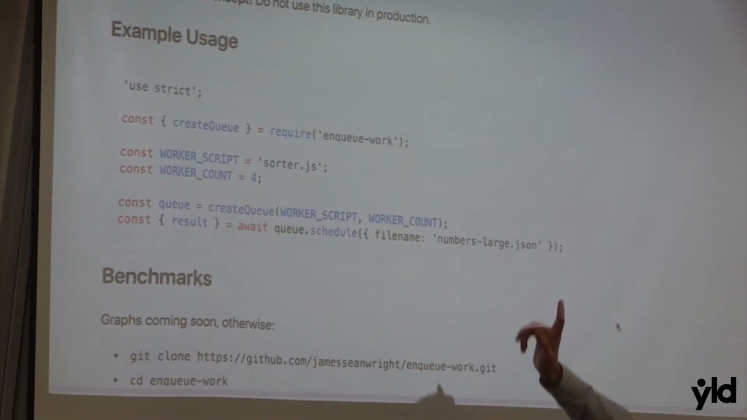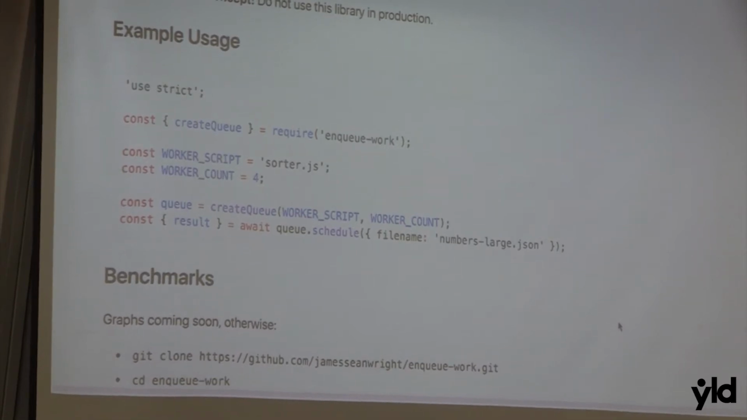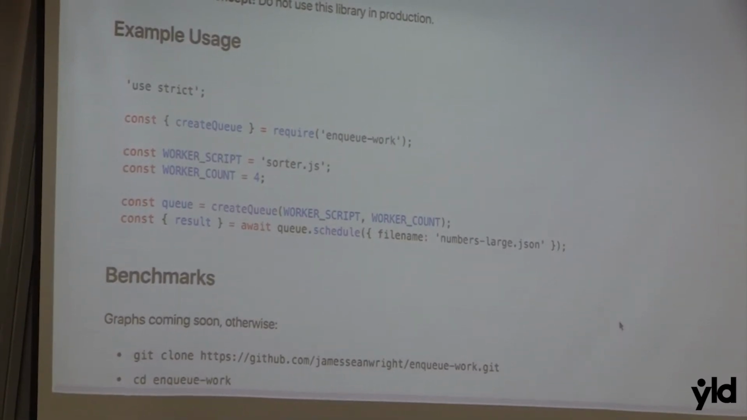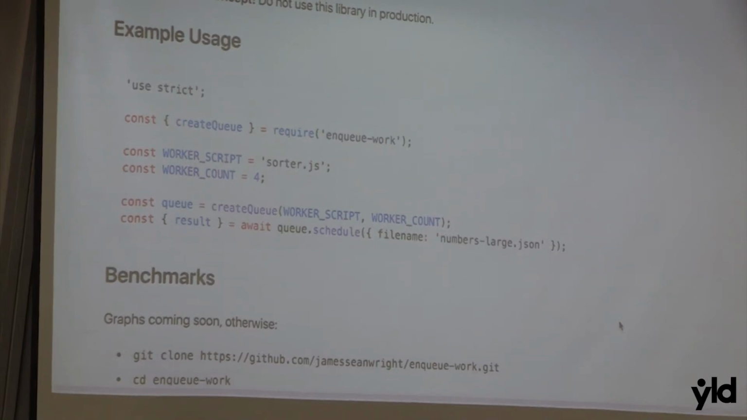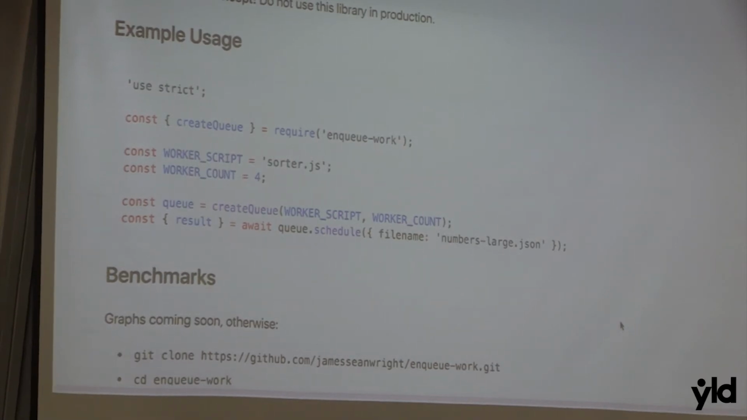So you import this function called createQueue. You then call createQueue with two parameters: a path to the worker script and the number of workers you want to spawn. Now typically you'd align this to your computer's number of CPUs or the number of cores. Because this is down to the kernel scheduler, nothing's guaranteed, but that's typically a good starting point, and you can fine-tune the number of workers you want to spawn from there.